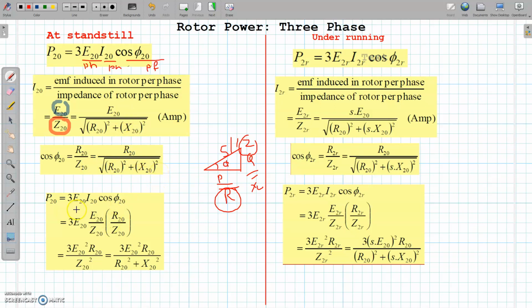Substituting these values into the power equation, I20 is equal to E20 upon Z20 and cos phi 20 is equal to R20 upon Z20. So what will it become?